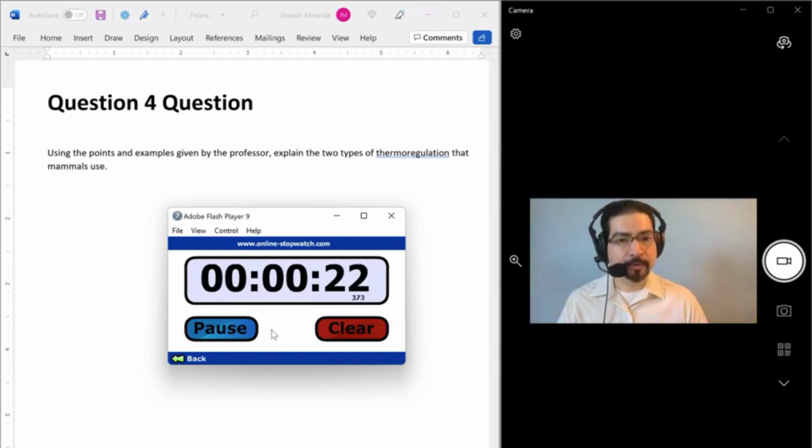The second form is evaporative cooling, which uses the principle that when water evaporates, it cools the surface. The professor explains that rodents in hot environments cool themselves by spreading their saliva across their skin, so when it evaporates, it cools them. That's how.